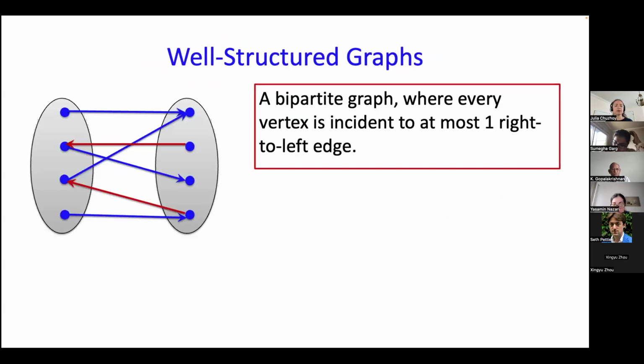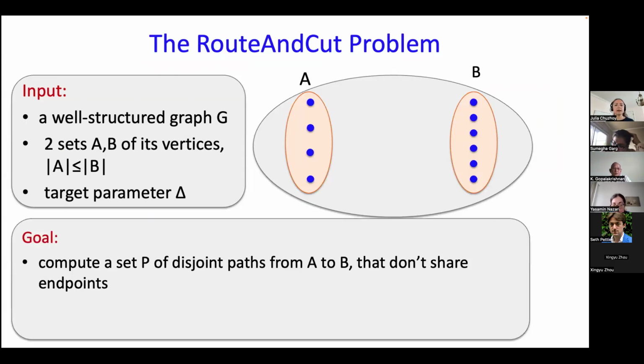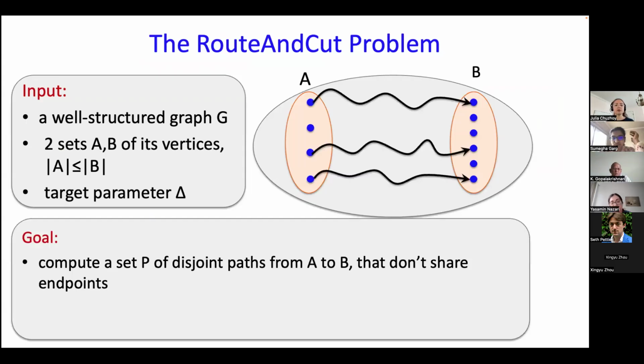Remember, a well-structured graph already has this bipartition of its vertices into two subsets. I just want to mention that A and B have nothing to do with the subsets, so any vertex can be in A or in B. Additionally, we have this target parameter delta, which means I want delta disjoint A to B paths. So the output must be a collection of disjoint paths connecting vertices of A to vertices of B, and they need to be completely disjoint. They can't share endpoints, inner vertices, nothing.